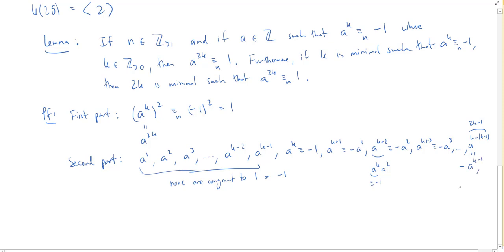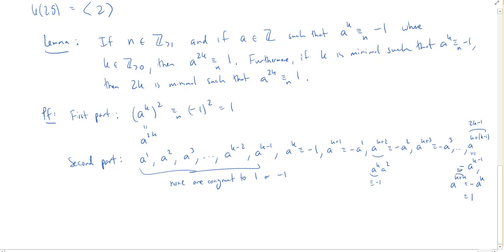And then finally, the last one, that'll be a^(2k). And a^(2k) is the same as a^(k+k), and we know that'll be -a^k. But a^k is -1, so this is just congruent to 1.